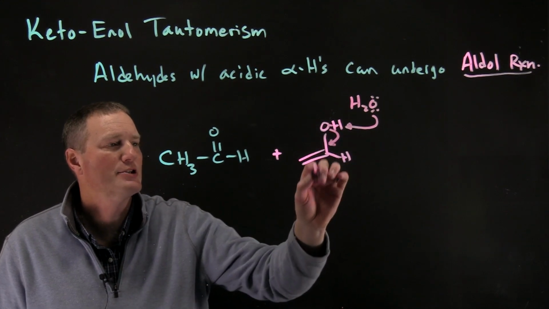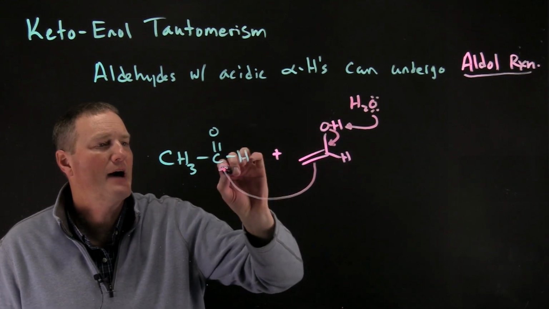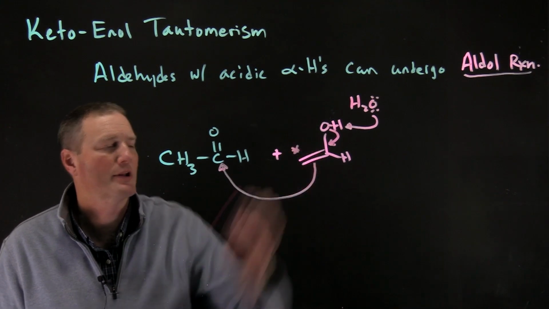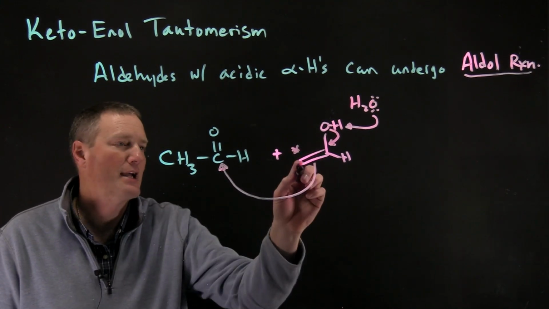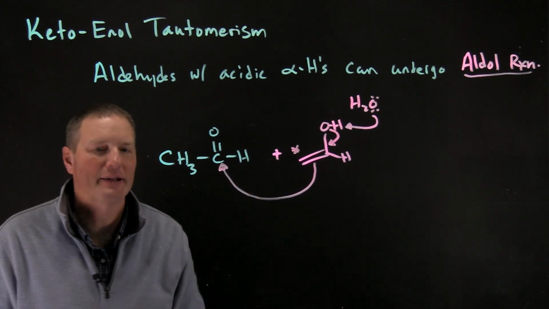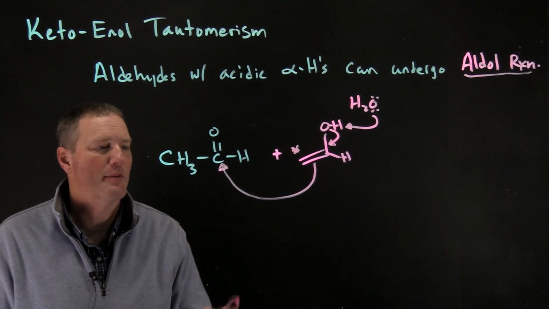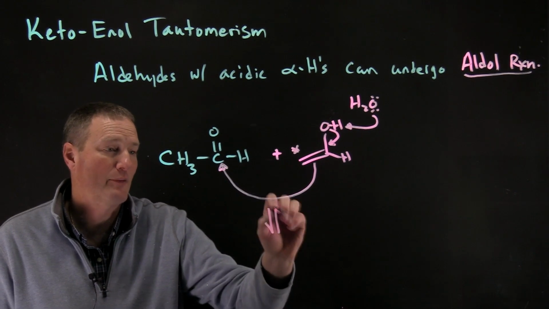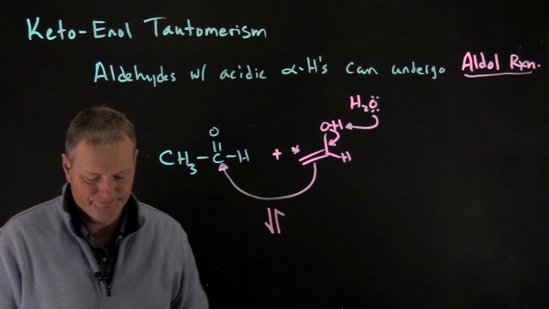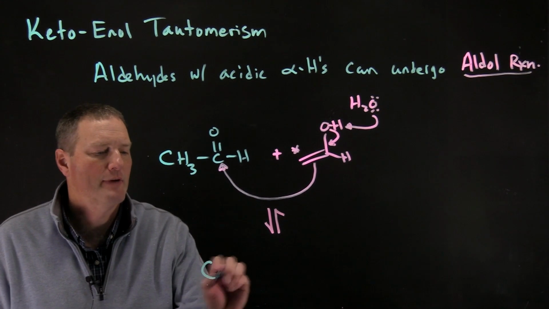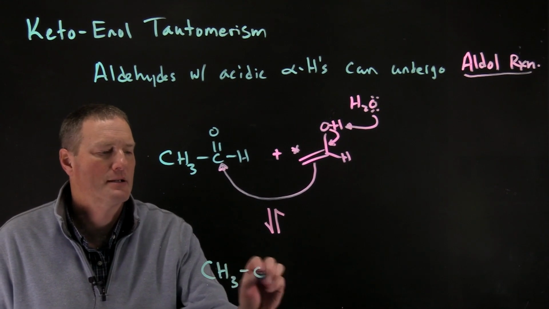And what that's going to do, it's going to allow this carbon right here, I'm going to put a little asterisk next to that, to become now connected to the aldehyde carbon in the keto form. So if we were to draw now the product of this, and this is a fully reversible reaction, we would get the following as our product.